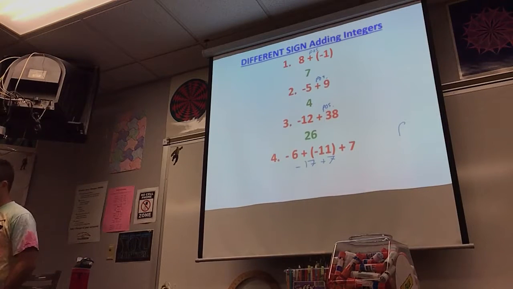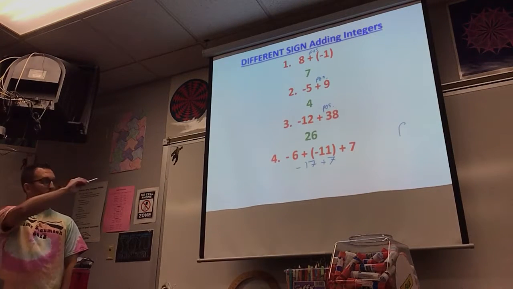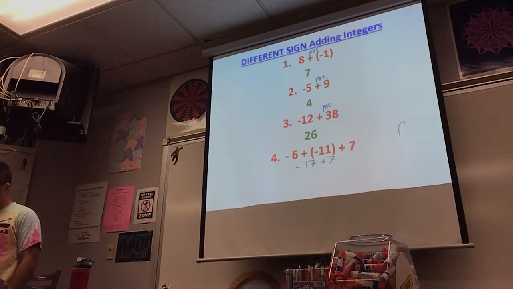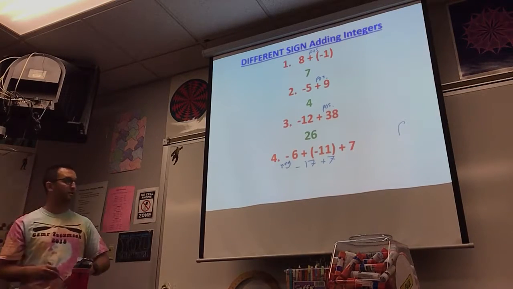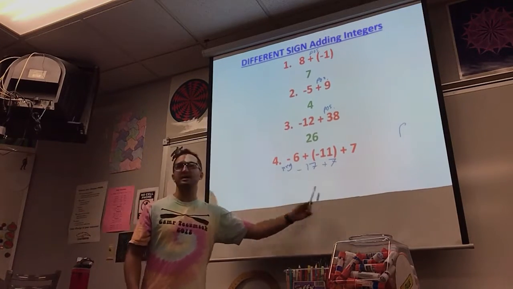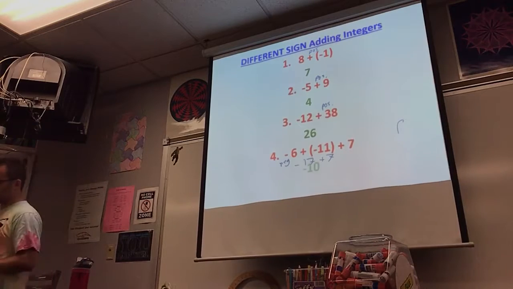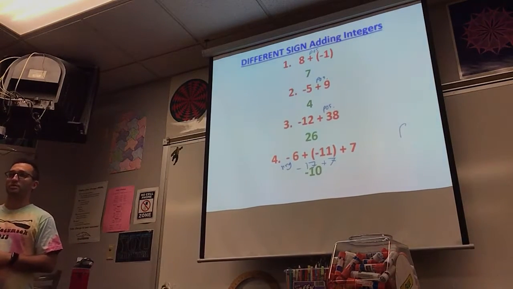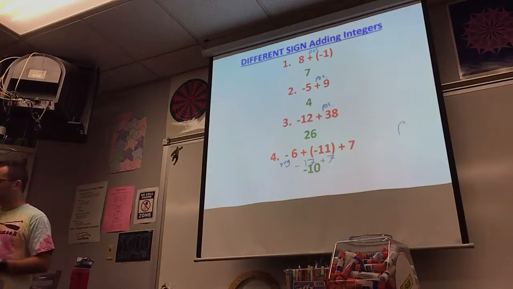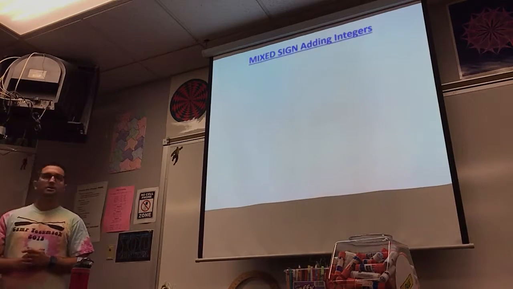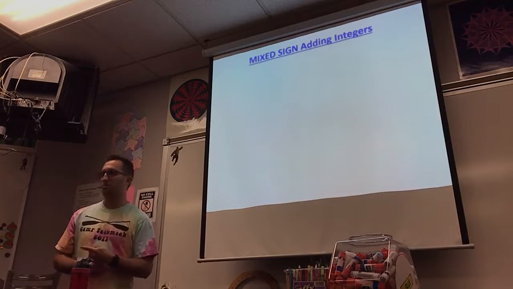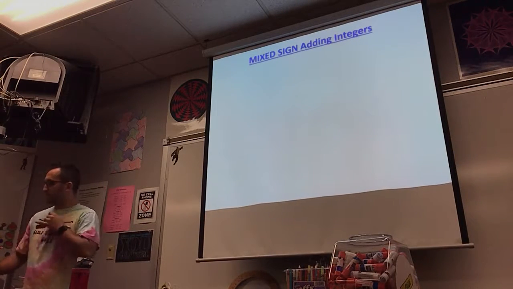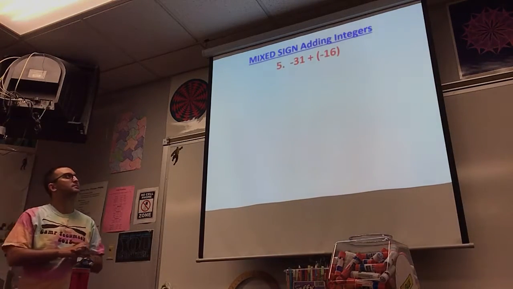Now these are different signs. What do we do? You subtract and we keep the sign of the bigger one. Which one's the bigger one? Negative. So we keep the sign of the bigger one, we get negative 10. Okay? Questions on these 4? Now we're going to do some mixed ones. So we've got 4 more examples.